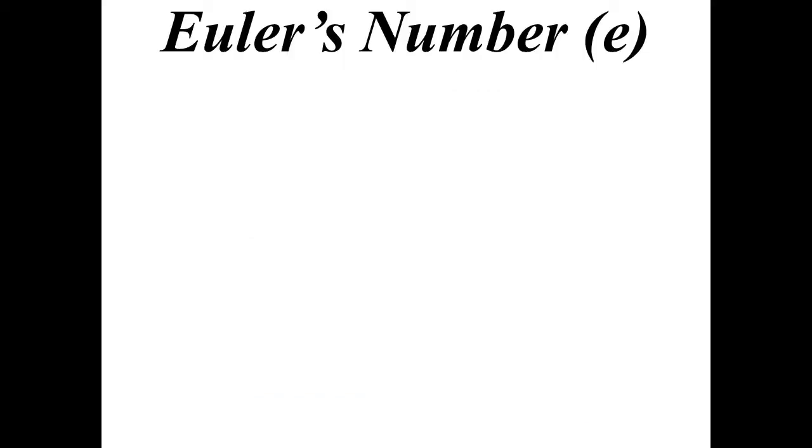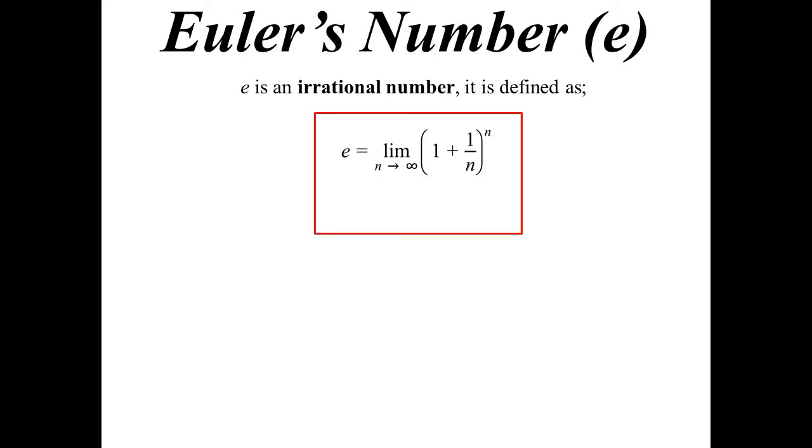So let's introduce Euler's number, e. It's another irrational number. It's just like pi, 3.14, etc. Goes on forever, never repeats. The definition for e is this. The limit as n approaches infinity of 1 plus 1 on n all to the power of n. As you plug bigger and bigger numbers into that, you'll get closer and closer to the value of e.